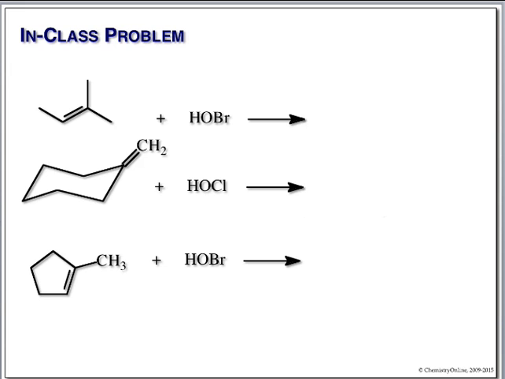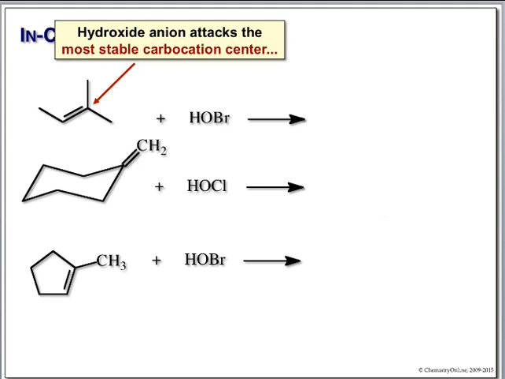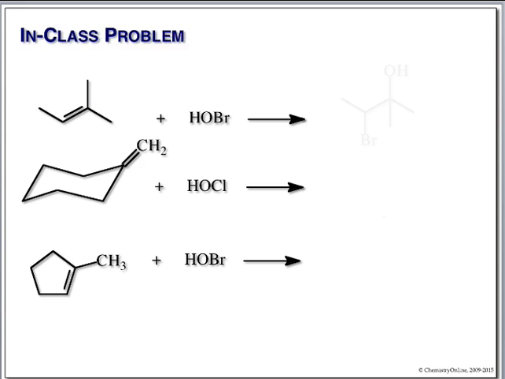For our first one here, we look and we see which carbon in the alkene would give us the most stable carbocation. We have a secondary carbon and a tertiary. Tertiary carbocation would be more stable. Therefore, that is where the hydroxyl group will lie. That means the bromine's on the other carbon. We have free rotation, so there's no stereochemistry to worry about. And the product would look like that.